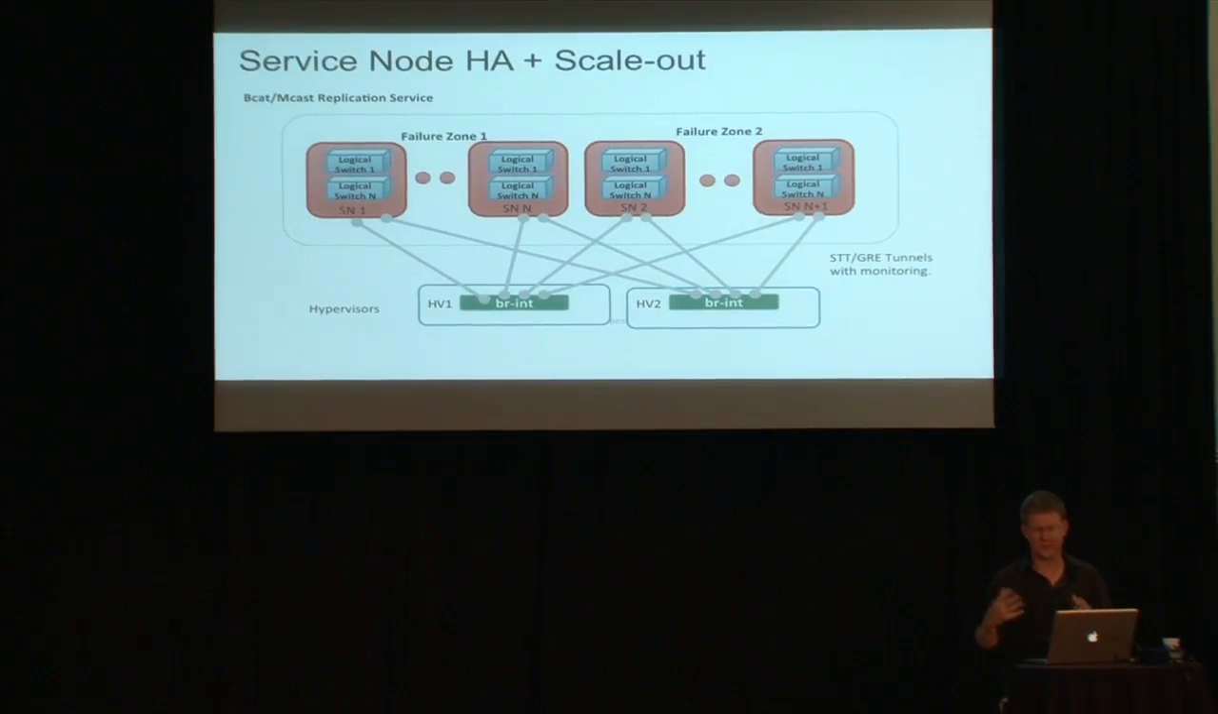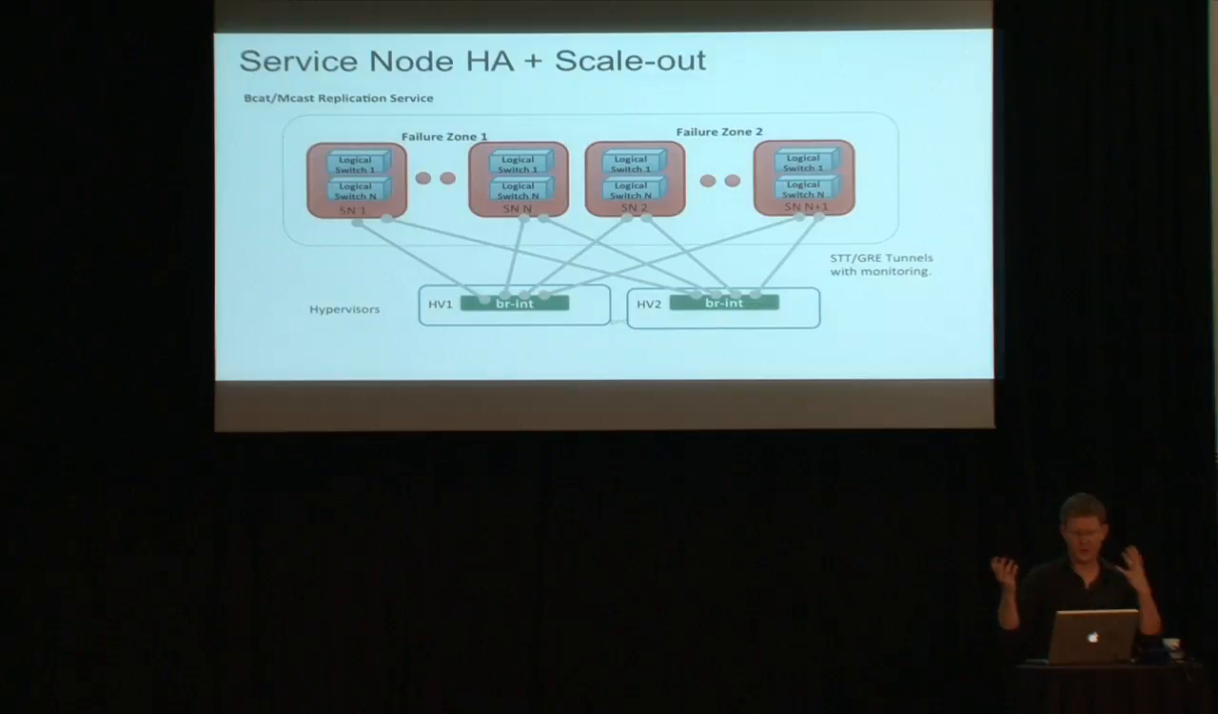There's also this set of service nodes that you can use to offload that work from the hypervisor so it's not consuming CPU on the hypervisor. You can pick which model makes sense for you. It has a lot of that same HA, fast detection of failure using data plane probing, as the L3 gateway.